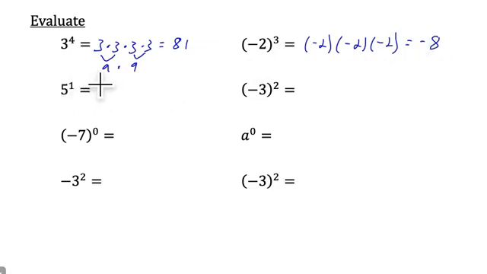Anything to the 1st power is just whatever you started with there. So 5 to the 1st power equals 5. Now, notice here where we have a negative number again, raised to a power. Notice what happens here. We have negative 3 times negative 3. Well, negative times a negative is a positive. So negative 3 to the 2nd power equals 9.